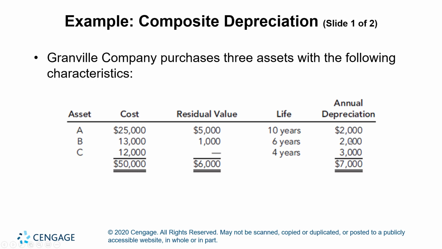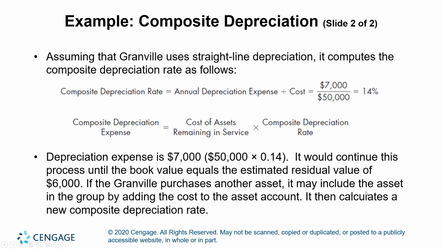If Granville purchases another asset, it may include the asset in the group by adding the cost to the asset account. When an operating asset is made up of individual components that are significant with respect to the total cost of the item, IFRS requires that the initial cost of the operating asset be allocated to significant components and each component be depreciated separately. This is called component depreciation.